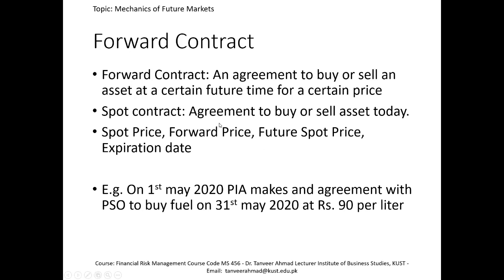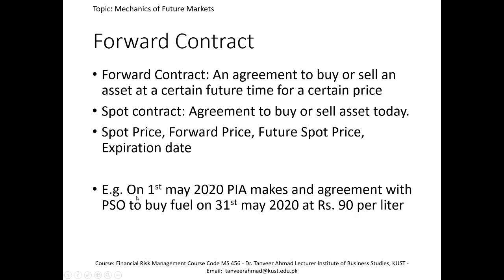So what is forward contract? It is an agreement to buy or sell an asset at a certain future time for a specific price. So the terms that you need to remember is a specific price, price is fixed, time is fixed, the asset is fixed, and we are either buying or selling the asset, and that is an agreement. So when this would happen, then we would call it a forward contract.